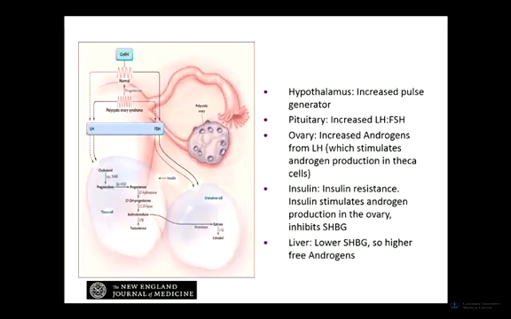So the main take-home points are that you have much higher levels of androgen, and as a result, you also have irregular menses. So people with PCOS usually present with less than 9 periods a year and signs of androgen excess.